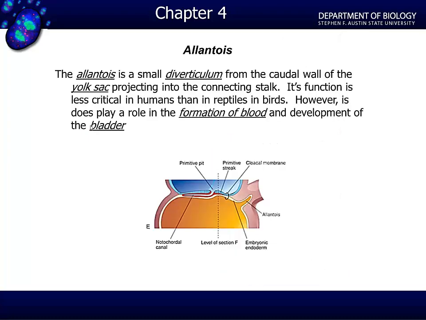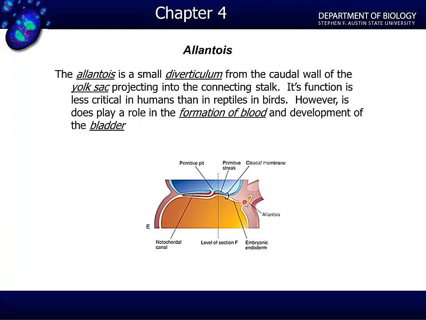Now, last, just want to mention this little structure. It's not something that gets a whole lot of attention or has a ton of significance, but it's the allantois. The allantois is a small diverticulum, which is a blind-ended pocket, and it's off the yolk sac. The allantois, you can see here, extending up into the connecting stalk. This is going to give rise to portions of our umbilical cord.